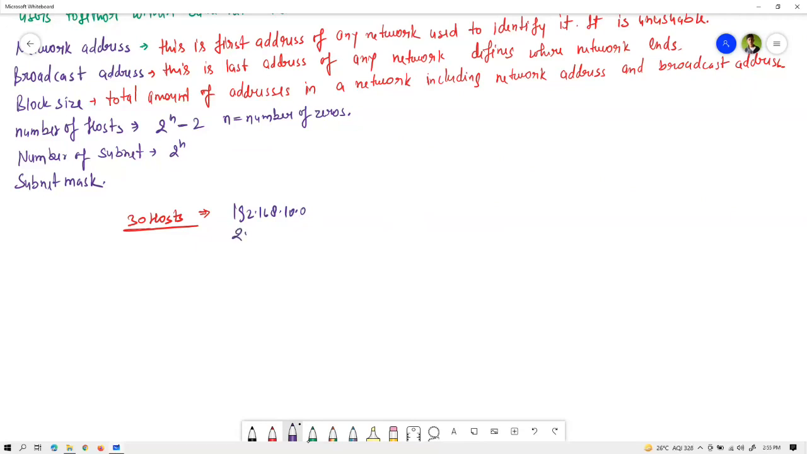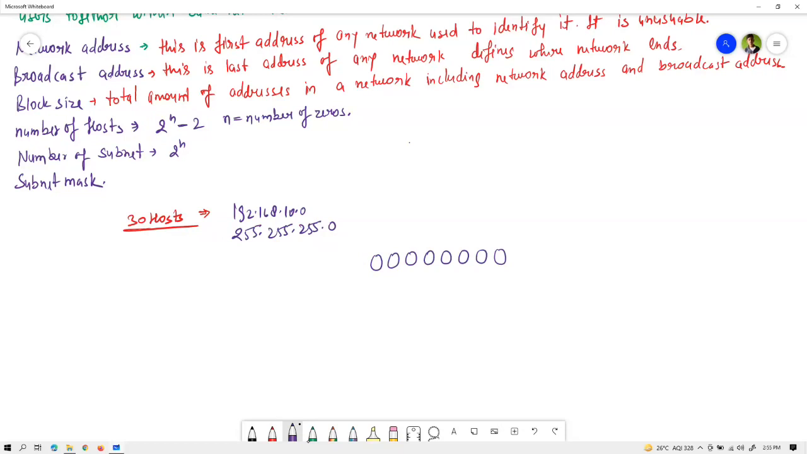If you check, it's a default subnet mask. It is 255.255.255.0. So only the last octet is available. You will make changes in the last octet only. These are 8 bits. Now I need 30 hosts, right? So what is the formula for the number of hosts? You can use this one, 2 to the power n minus 2.